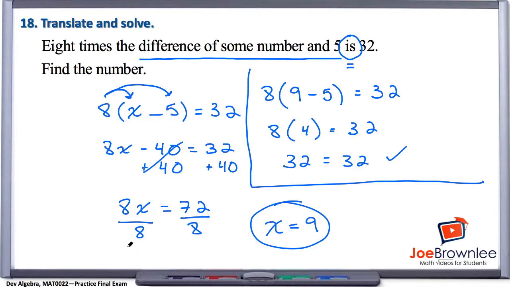So I would quickly check your math if you end up with a false statement here. Check your math, make sure you didn't make any little sign errors. If you're pretty confident that you did the math right, then your problem might lie in the way that you translated the sentence. So go back and double check. But in this case, number 18, we end up with x equals 9.